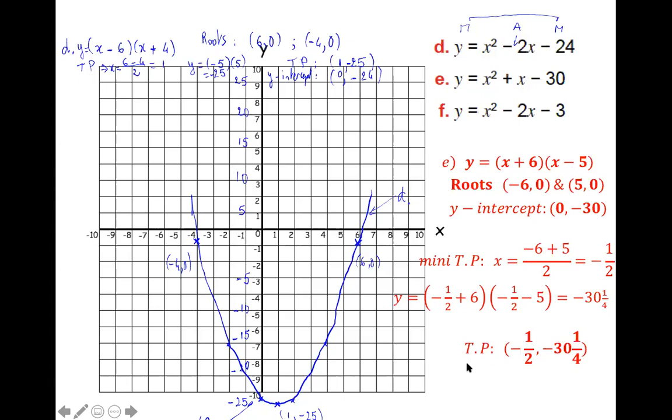And that's how you can figure that out. It's close to 30. So my roots are at 5, 0 and negative 6, 0. The minimum turning point is well below. And the intercept, same thing. I don't have the correct scale here, so I've tried to change it by going -5, -10, -15, -25.